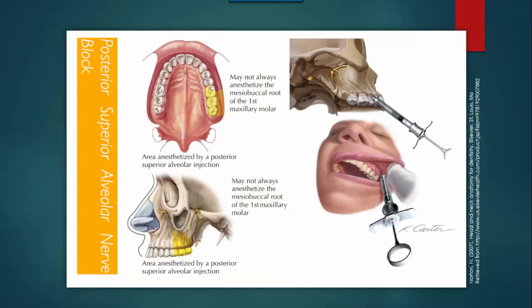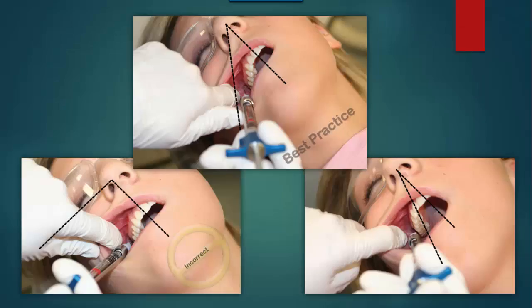Let's begin looking at the specific details for how to give each maxillary injection, beginning with the PSA nerve block. The posterior superior alveolar nerve enters the maxilla at the posterior superior alveolar foramen. This injection anesthetizes all of the maxillary molars with the exception of the mesiobuccal root of the first molar. It will also anesthetize the buccal soft tissue and the periodontium.